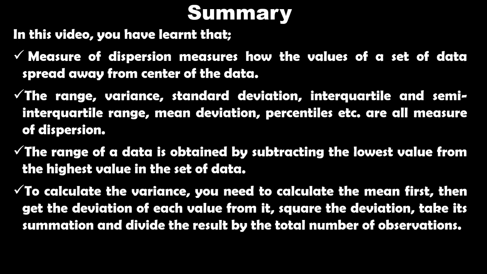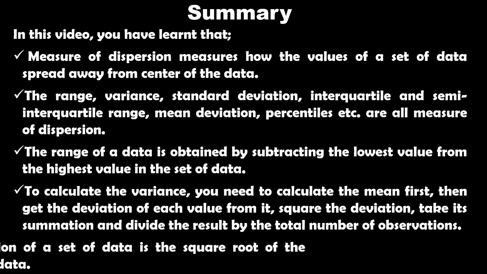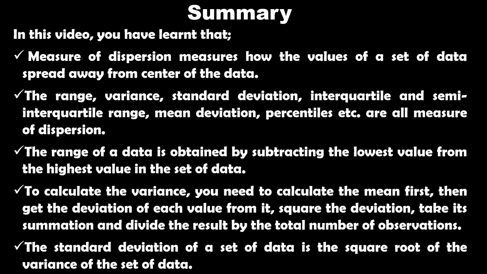To calculate the variance, you need to calculate the mean first, then get the deviation of each value from it, square the deviation, take its summation and divide the result by the total number of observations. And also, you have learned that the standard deviation of a set of data is the square root of the variance of the set of data.